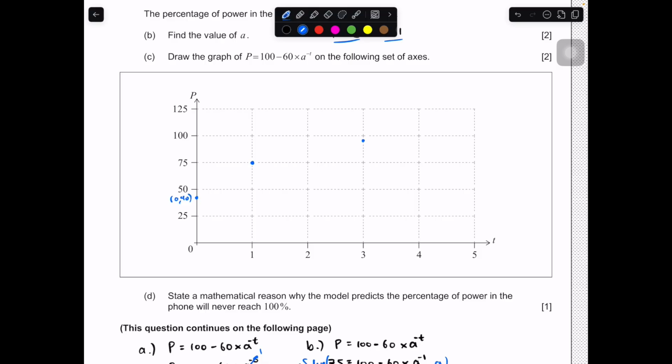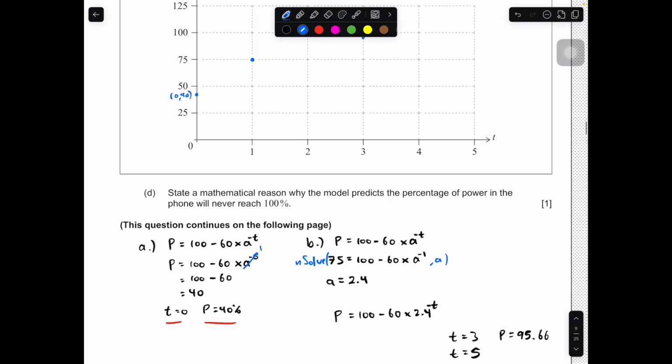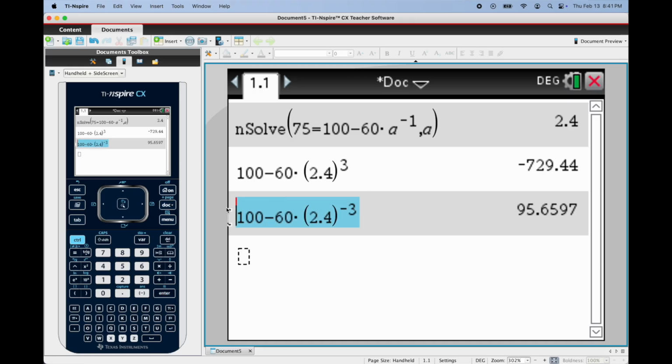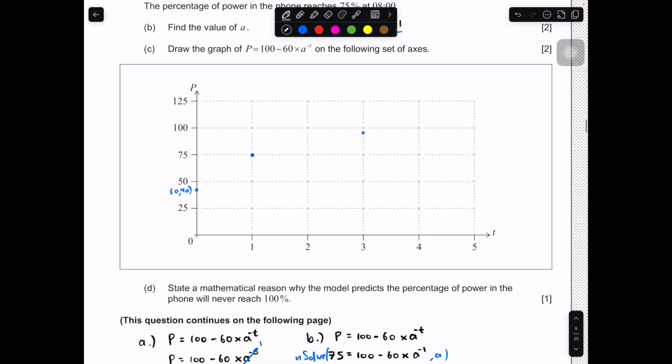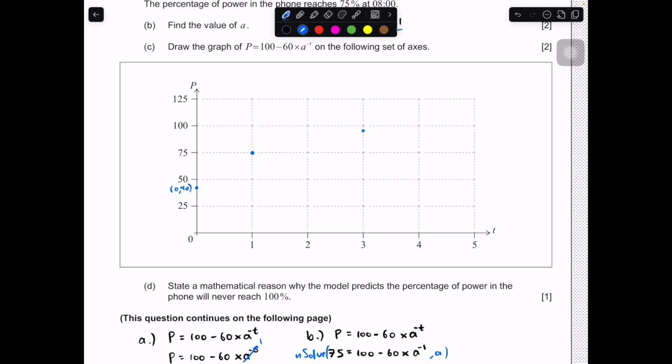And what about when we're at 5? So let's go back to the calculator. And when t is equal to 5, let's change this variable. We're getting closer and closer to 100. So let's go back to the document. At this point, p is equal to 99.25. So once we're at 5, we get very, very close to 100. Not yet touching 100, but very, very close.